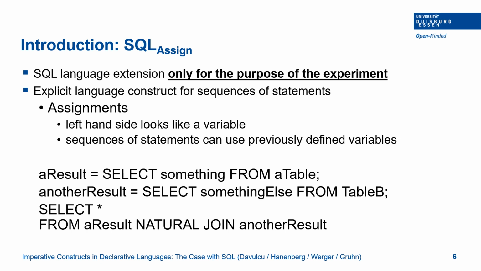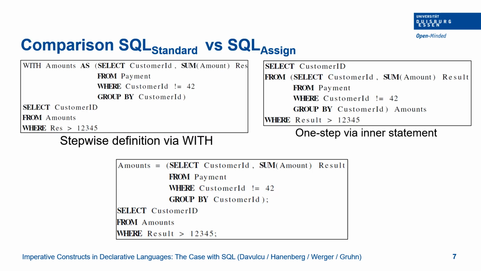So just as an example, let's assume we want to have in a first step defined what a result is, and we say a result is a result of a given SQL statement, which is select something from a table. Then we define another variable, which is called another result, and then we define something else, some other statement. And now there is this, let's call it the main statement, which makes use of the two previously defined variables. So what does it mean? So it means that we have now a third alternative of defining the same query that we did before.